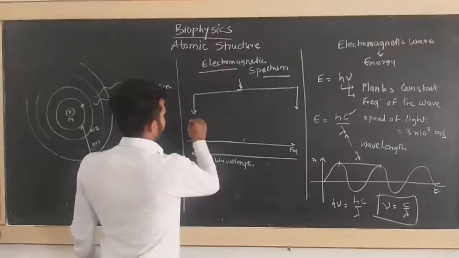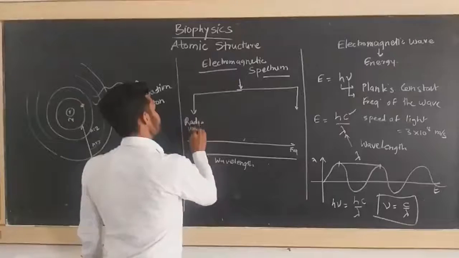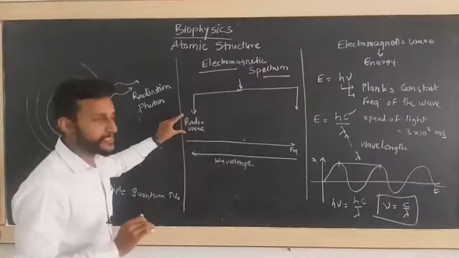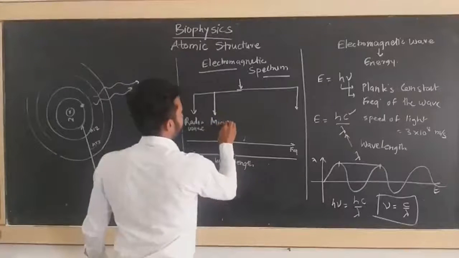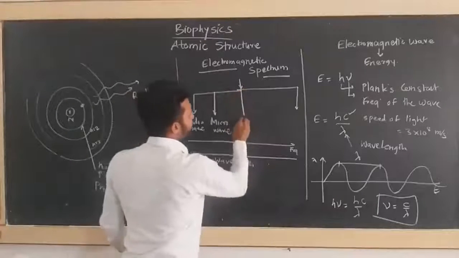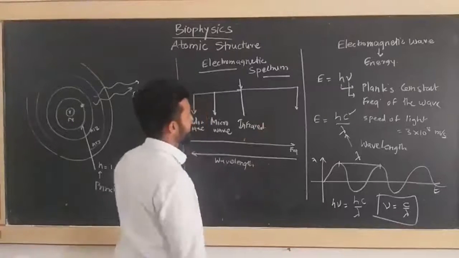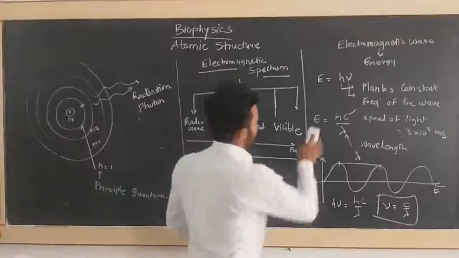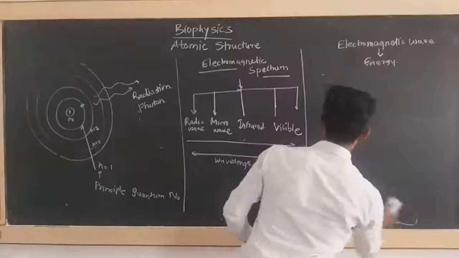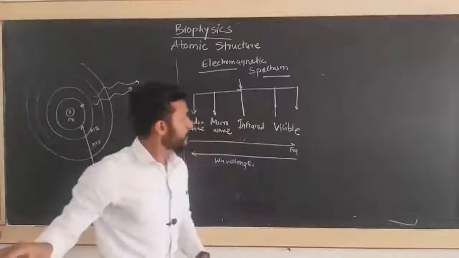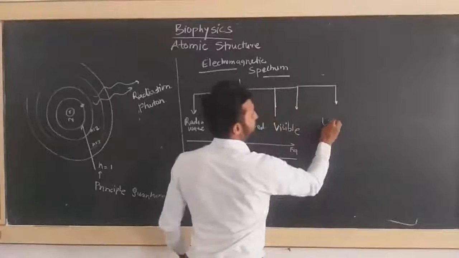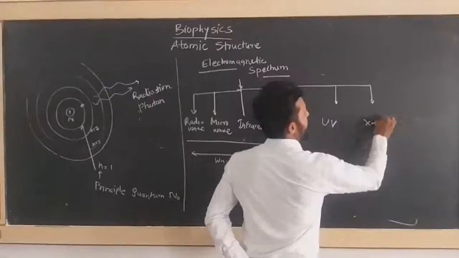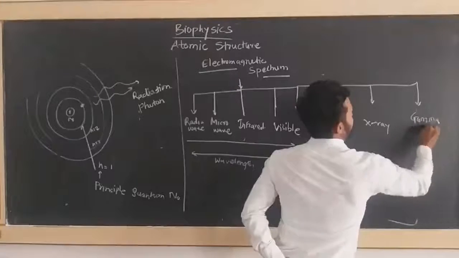Therefore, radio waves have the longest wavelength, low frequency or lower energy; then microwave, infrared, visible, ultraviolet, X-ray, and gamma rays.